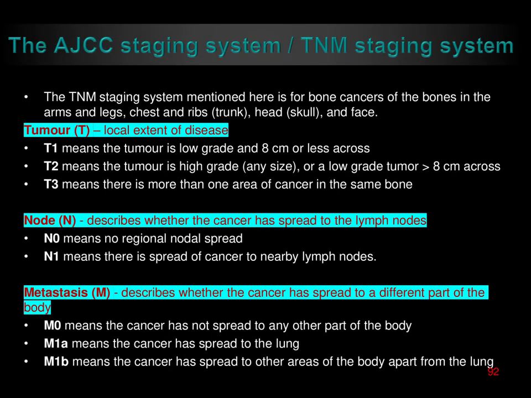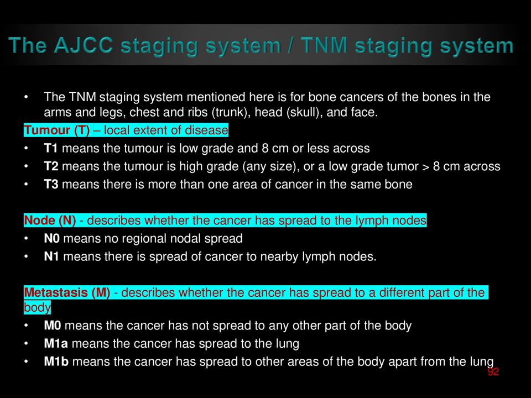Coming to the AJCC staging system or TNM staging system, this TNM staging system mentioned here is for bone cancers of the bones in the arms and legs, chest and ribs, head and face. It doesn't include the cancers which affect the spine and the pelvis, where the staging system has a few more additional criteria and it becomes very complicated. Even here, this is a very simplified version of this staging system. The actual staging system has a few more criteria which makes it even more complex and difficult for us to grasp and remember. So here is a simplified version.